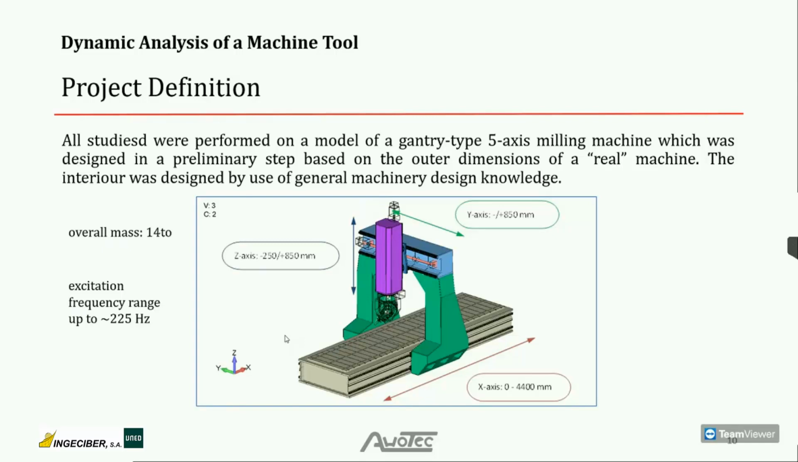In the model, the milling head, so the last two axes, the two rotational axes, were not included, so the model itself includes just the 3 translational axes, and the simulations are focused on this simplification of the real machine.